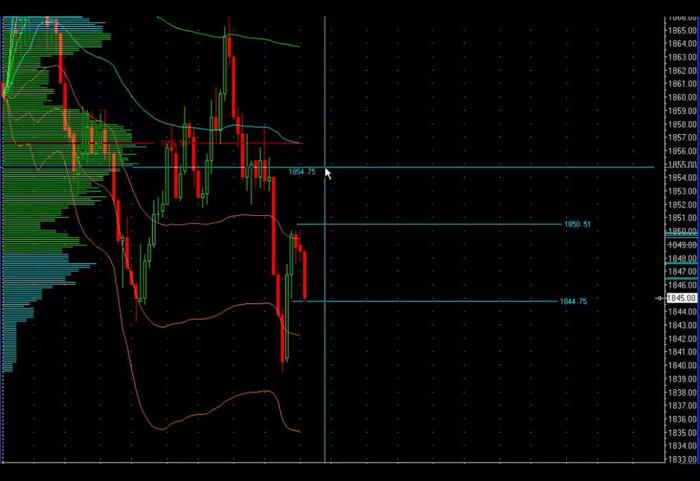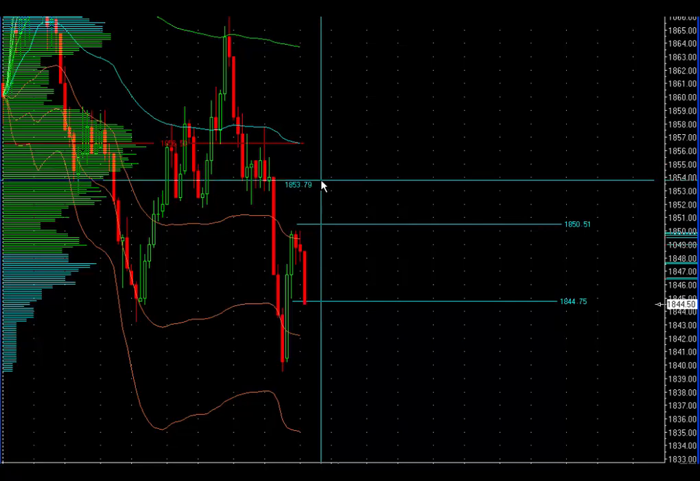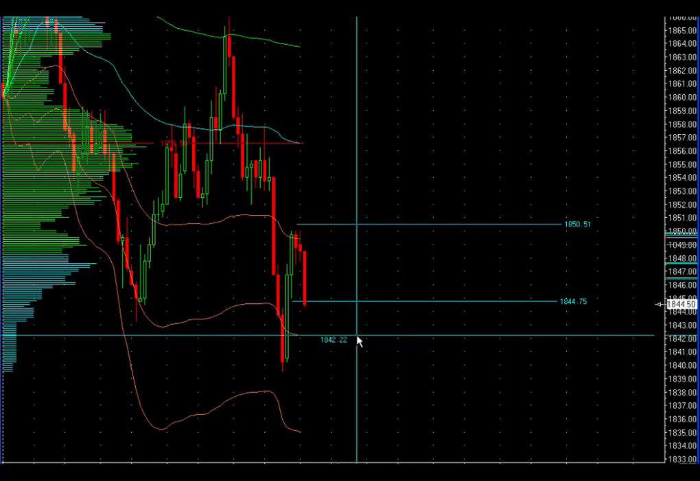Okay, 844.75. Did we get a fill to the downside? 845.25, 845.70, 844.75 again. Keep banging up against us. 844.75. There we are, we're filled. Okay, exit point 842.50.